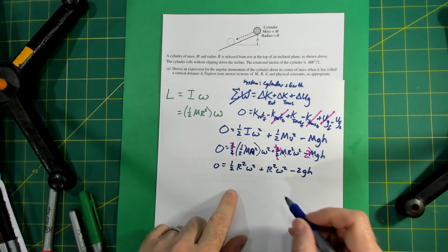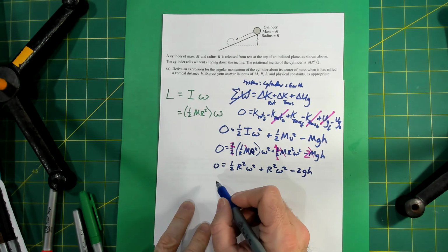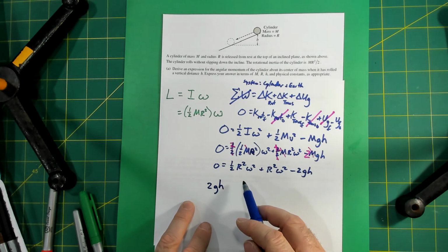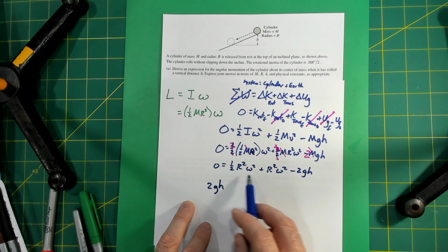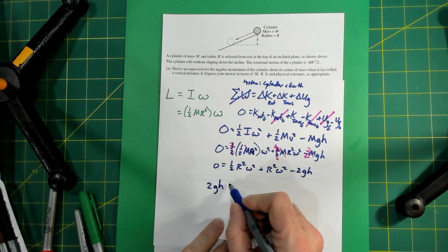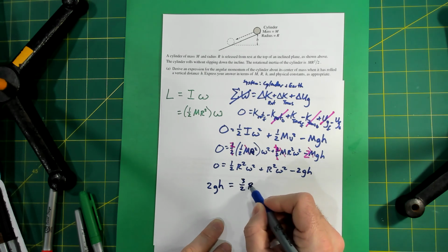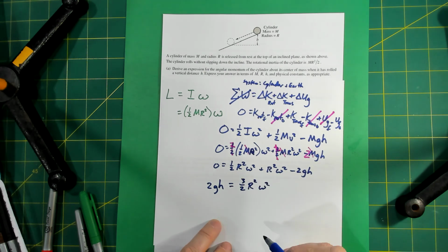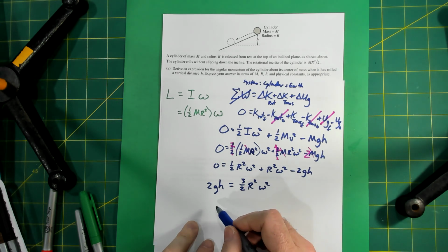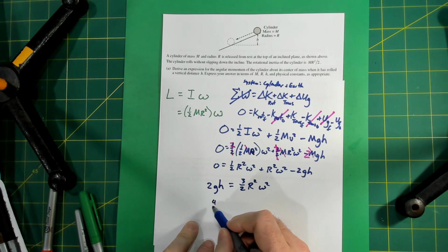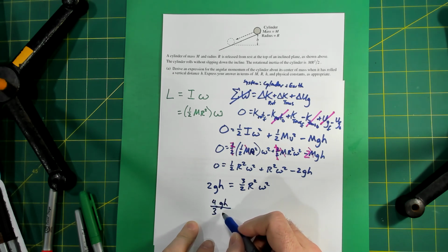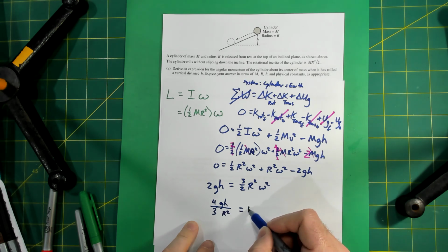Okay. So here we go. Let's move the 2gh over, add it over to the other side. And then let's say, look, I've got a 1/2 r squared times omega squared and an r squared times omega squared. So that's 3/2 r squared omega squared. I'm going to move the 3/2 r squared over here and then take a square root. And so I'm going to get 4/3 gh over r squared. And that's going to be my omega squared.